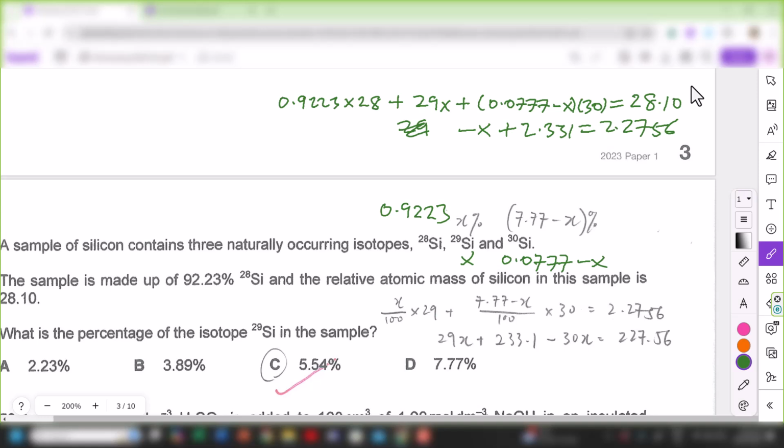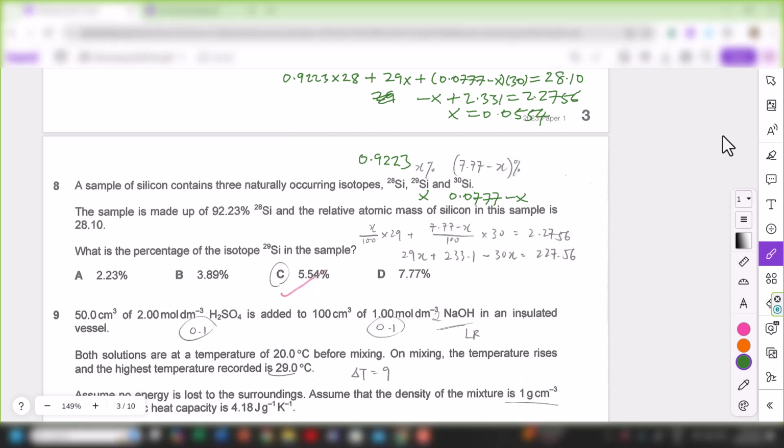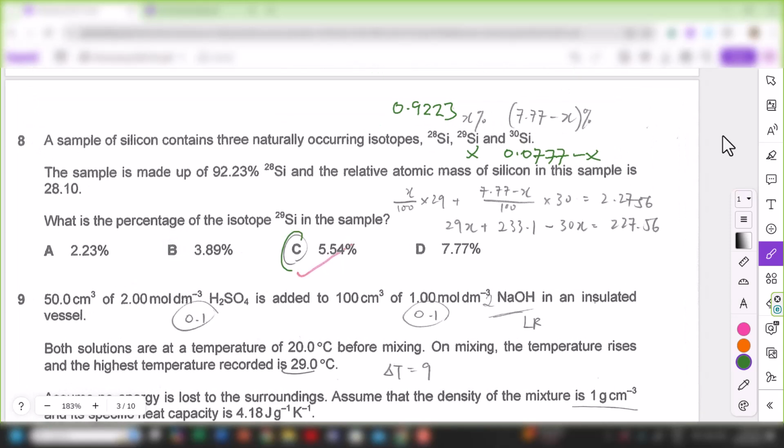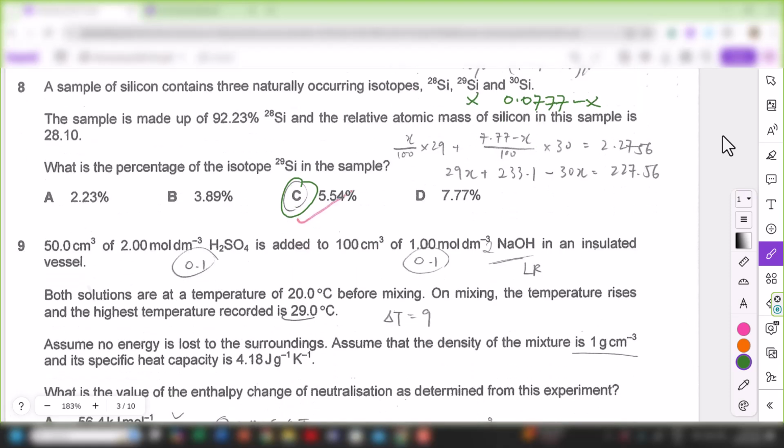Okay, and then I'm gonna shift the thing over, so I'm gonna minus 2.2756. So I'm going to get x to be equals to 0.0554. Okay, so that will be 5.54%. So that will be option C. Okay, so which is correct. Okay, the correct option chosen by the students.